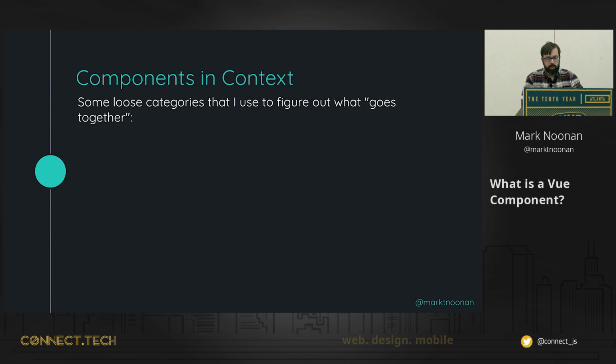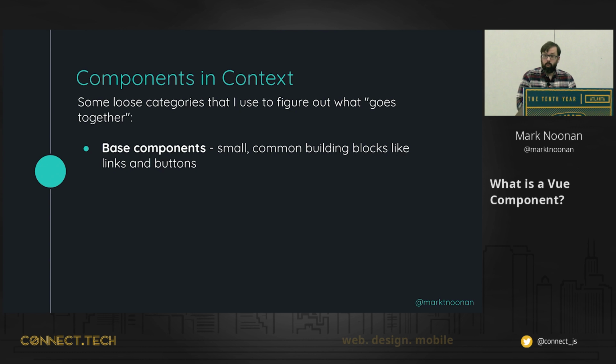So I use a few loose categories to figure out what goes together. This is where I kind of wished I could give you a magic system that would explain, here's exactly what everything is all the time, and it doesn't exist. But I think about the base components.